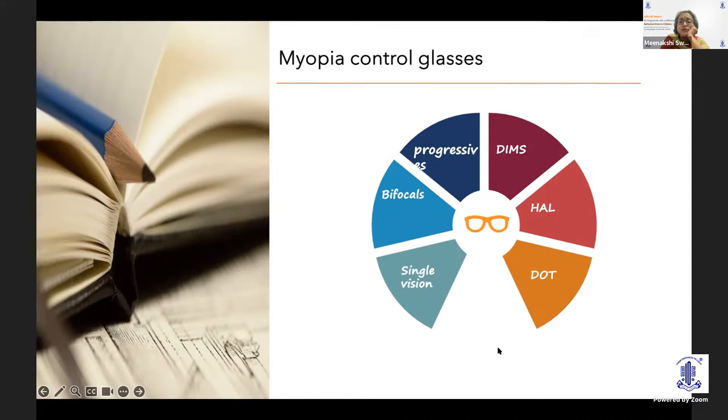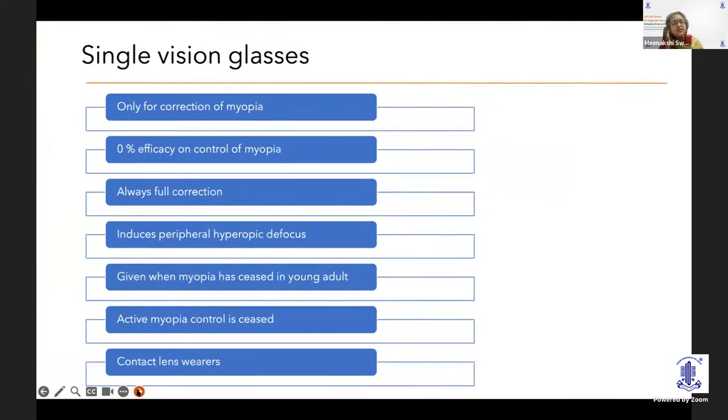So several types of glasses are there: single vision, bifocals, progressives, DIMS, HAL, and DOT. We're going to talk a little bit about each one of these. Single vision glasses only work for correction of myopia. They do not work to control the progression. Always give full correction. They themselves induce peripheral hyperopic defocus, and we're going to see what that is, because many of the new breed of glasses work on minimizing this peripheral hyperopic defocus.